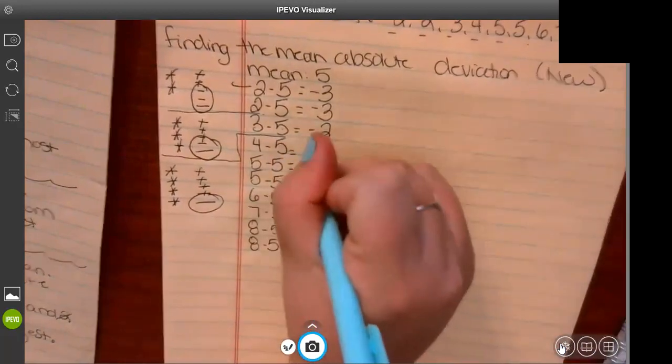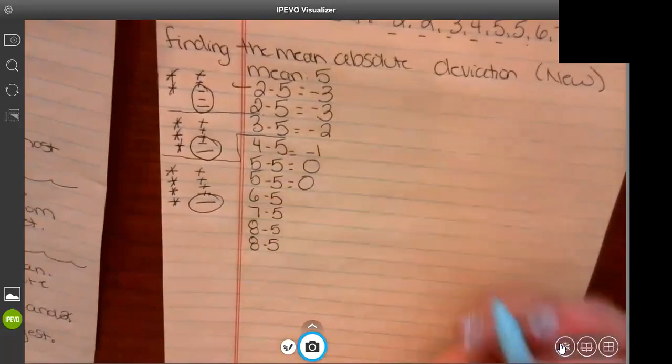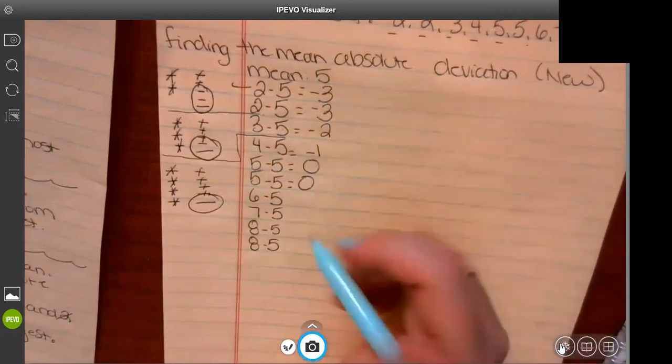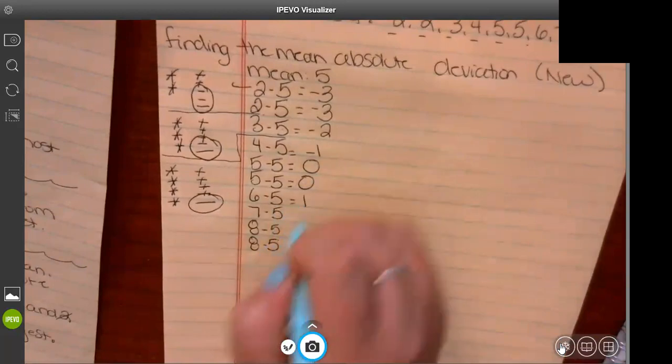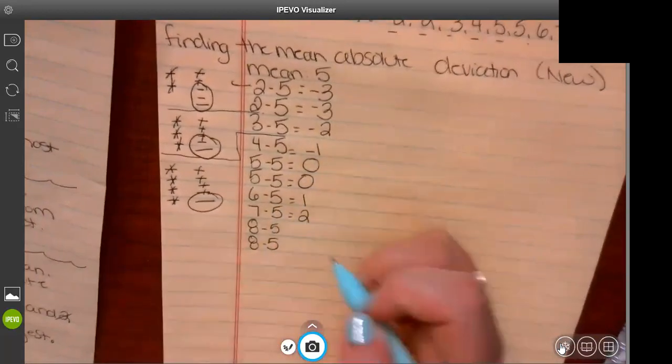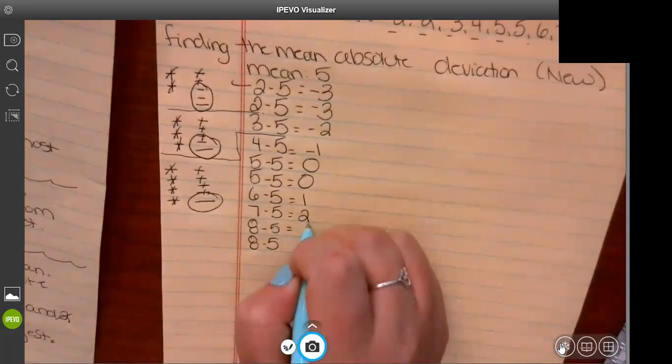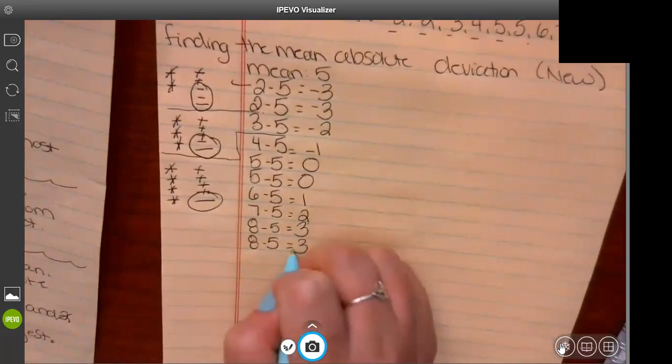5 minus 5 is 0. 5 minus 5 is 0. Now we're back to regular territory. 6 minus 5 is 1. 7 minus 5 is 2. 8 minus 5 is 3, and 8 minus 5 is 3.